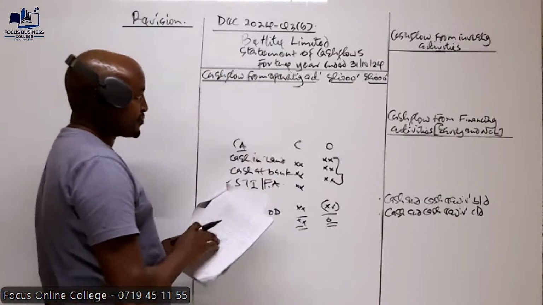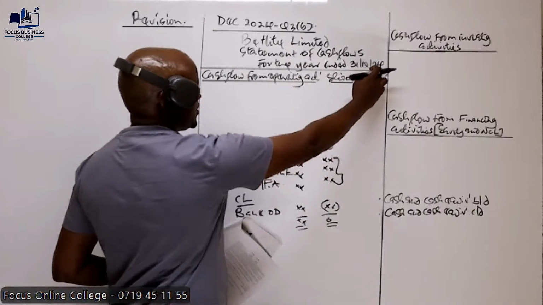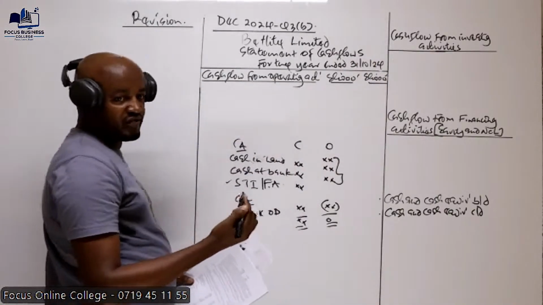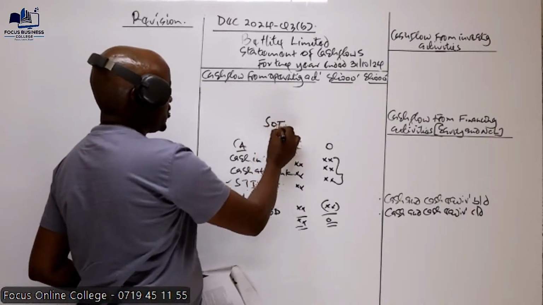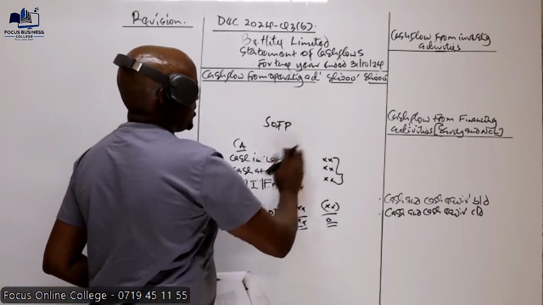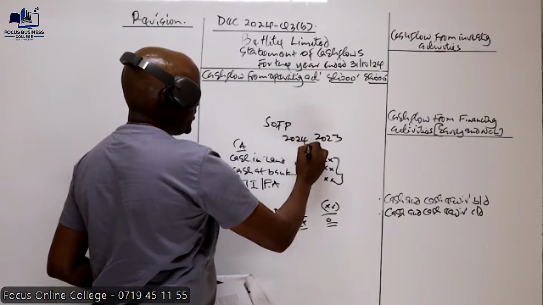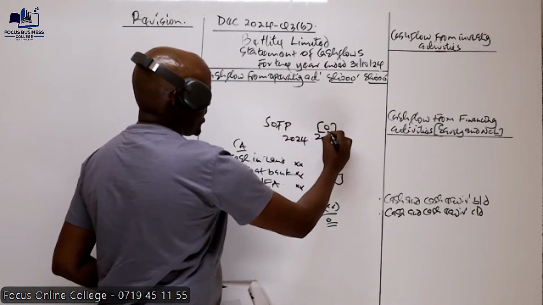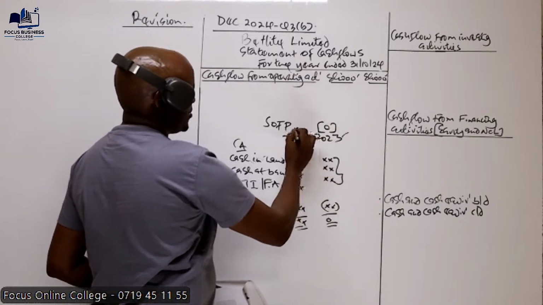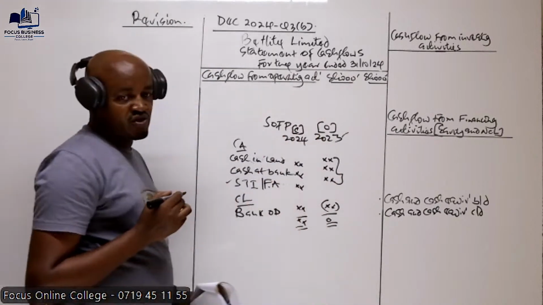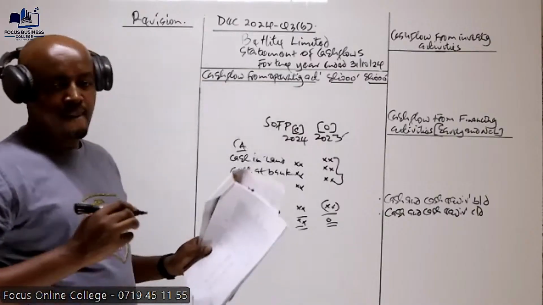Also, from this question, you can see the current year ended 2024. Now, in the statement of financial position, we are given the statement of financial position for 2023 and basically 2024. Remember, we said that whatever you have here, these are opening balances. And whatever you have in the statement of financial position for the current year, that is the closing balance.